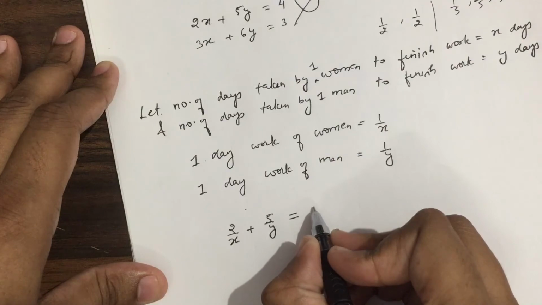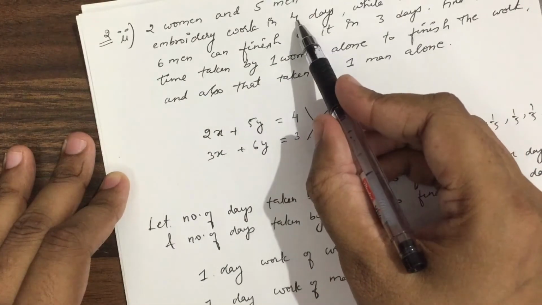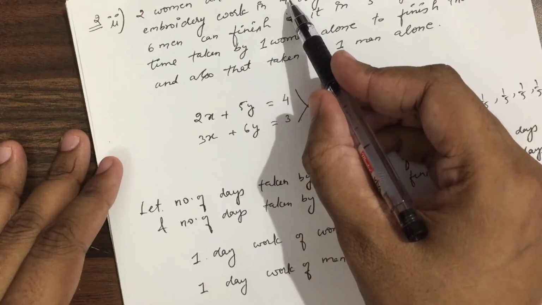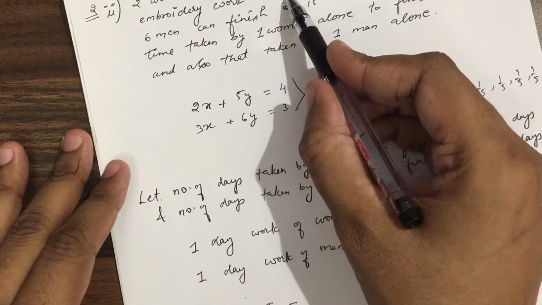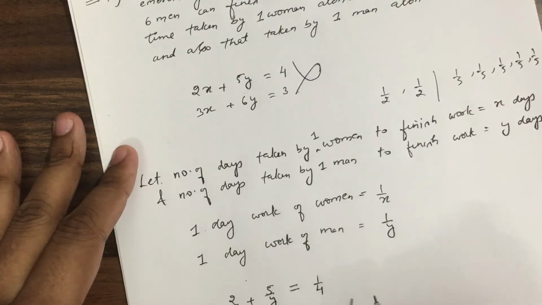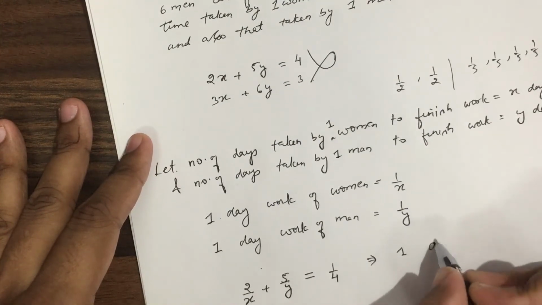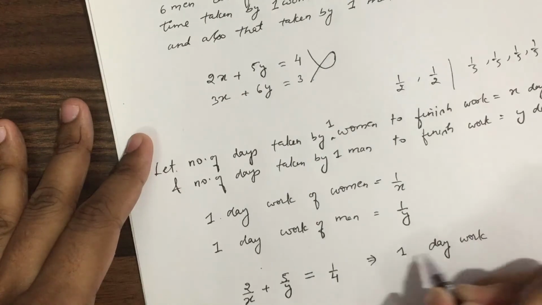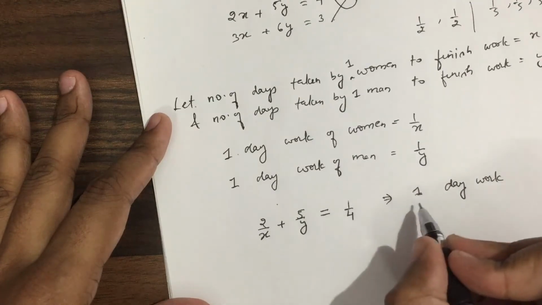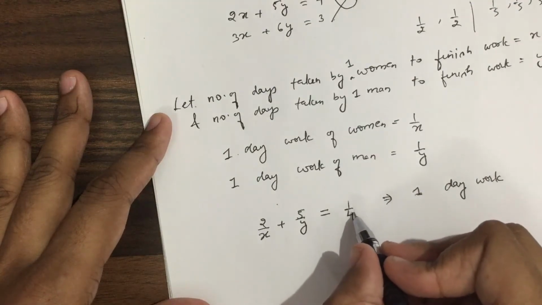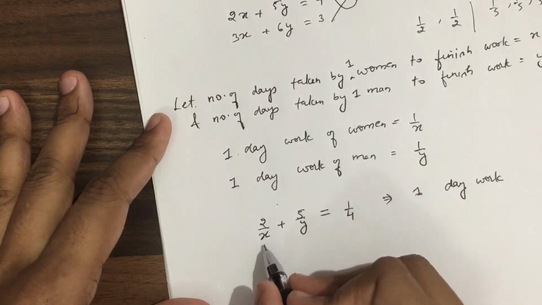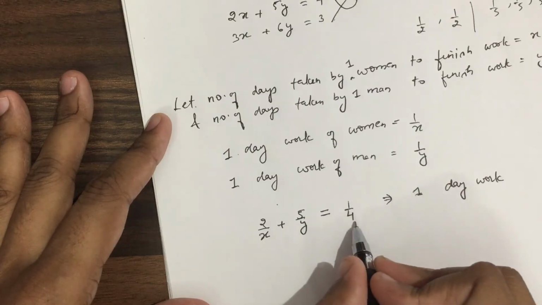So it will be equal to 1 day work. So here they can finish the work in 4 days. So in 1 day how much work will be done by them? 1/4. This is how you are going to write. So this total is 1 day work of 2 women plus 5 men will be equal to 1/4. Don't write 4/1, it should be 1/4 because we are equating one day work, ठीक है.